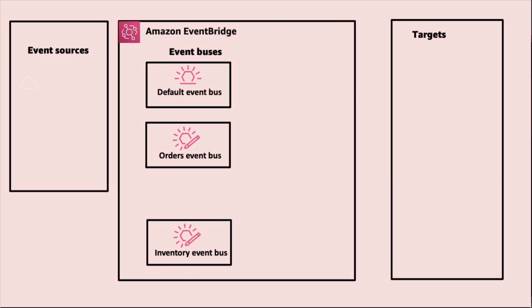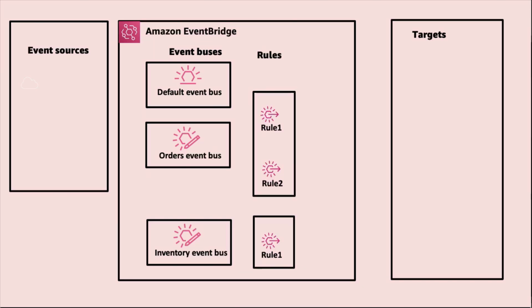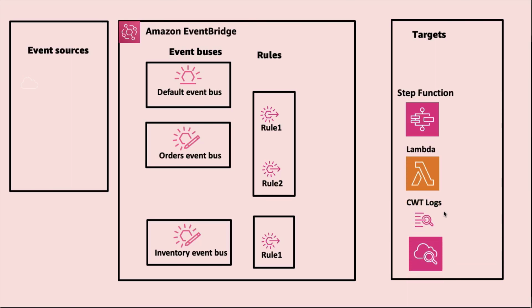So we have three event buses. One is the default one, which is called default. Then two custom event buses, orders and inventory. For the orders event bus, we have defined two rules. Rule one is configured for the target Step Function, and rule two is configured for the target Lambda. The event bus inventory has one rule, and rule one is configured for CloudWatch Logs. Now, how does it work?